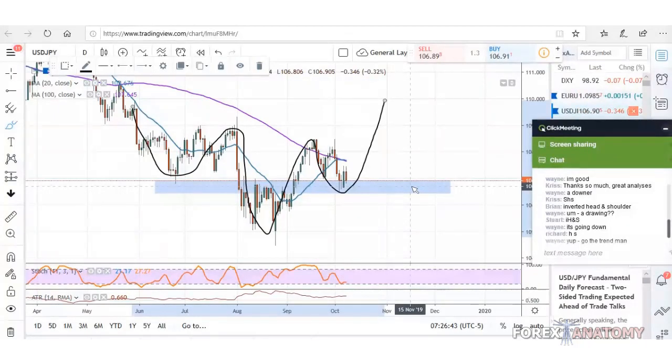But there's also the likelihood, since we know this is a structural zone, an area of demand, that we could see an inverted head and shoulders form at the break of this neckline, with price bouncing from this level. Because I know you want to follow the trend, but at the same time, you can't ignore key zones.